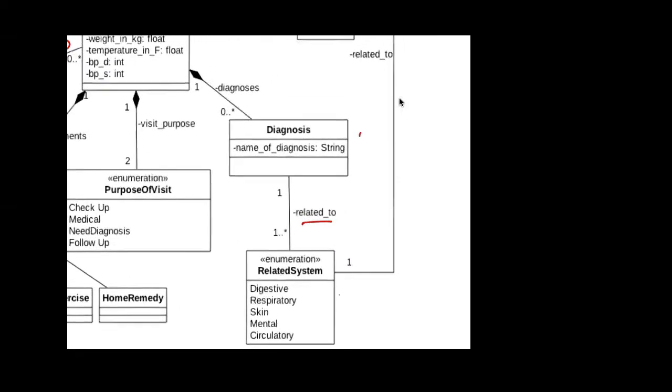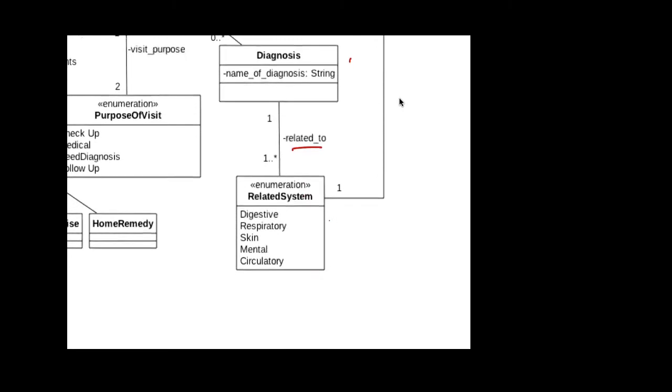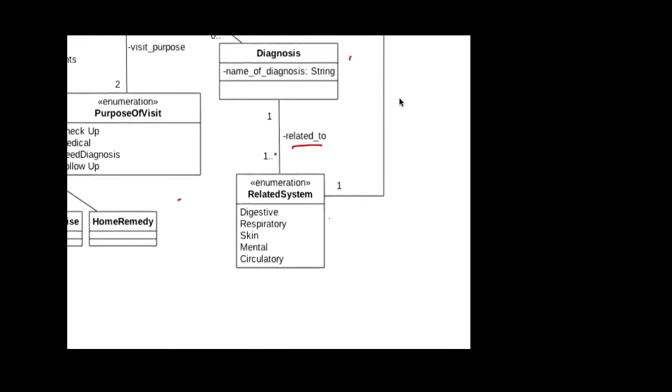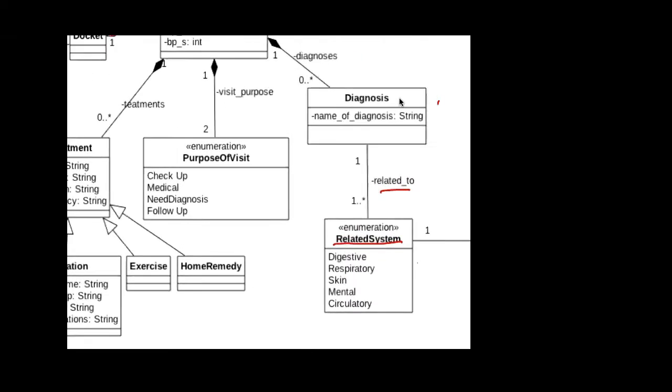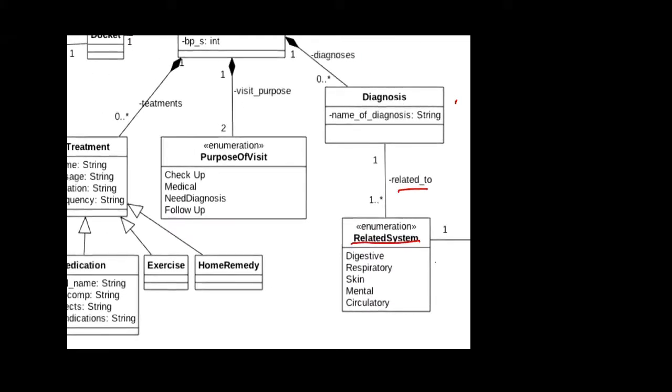You can also specify that enumerations are static, and they would look like this. And if they are static, it means that you can't add anything to the list of values inside here, the list of literals. Here's another question.